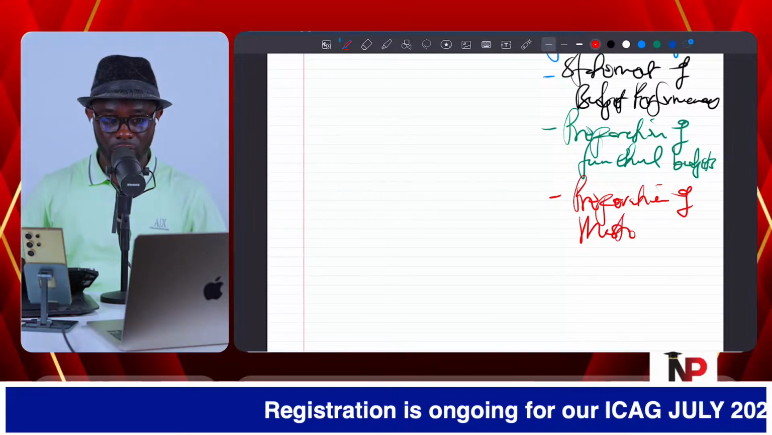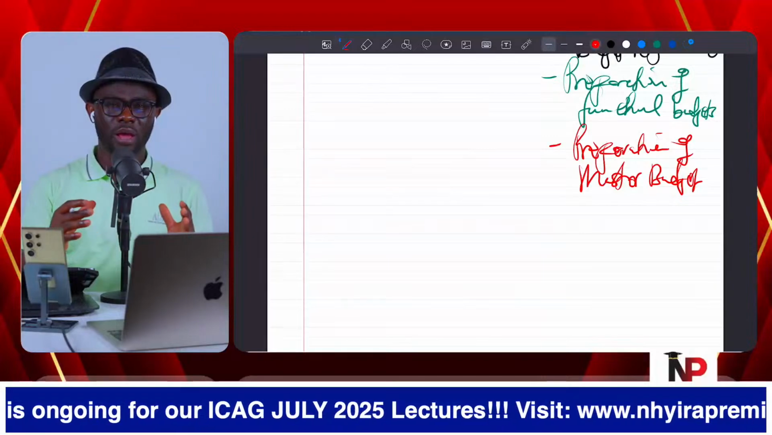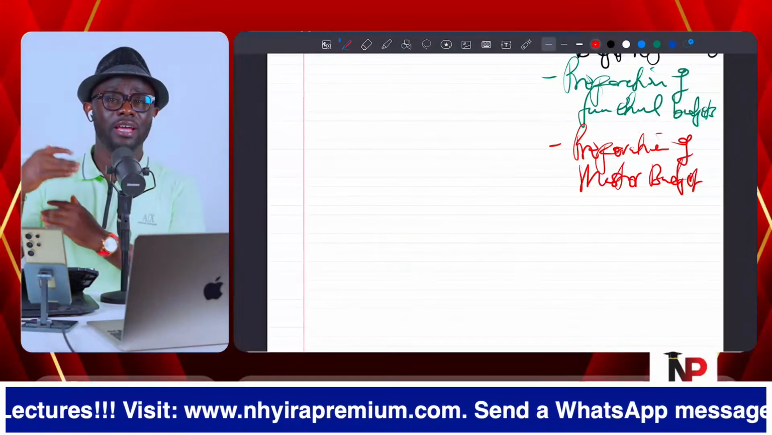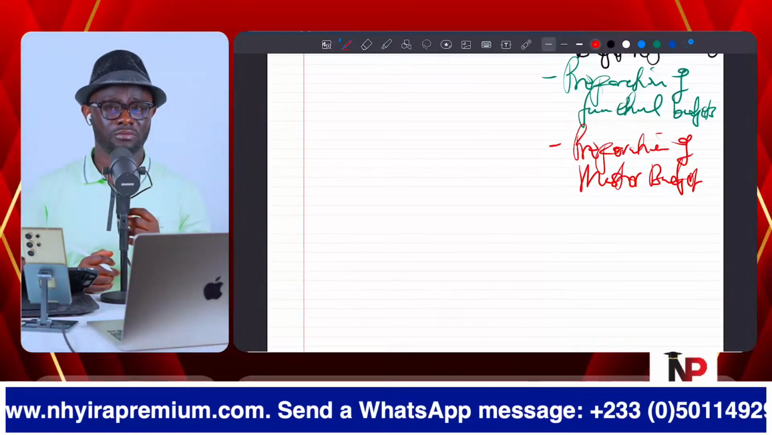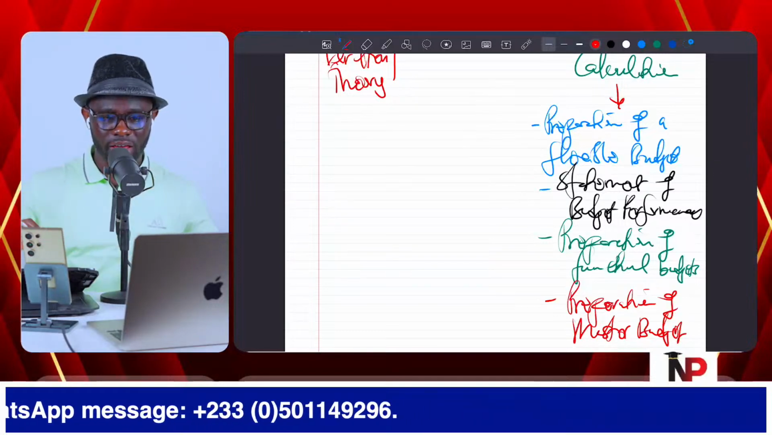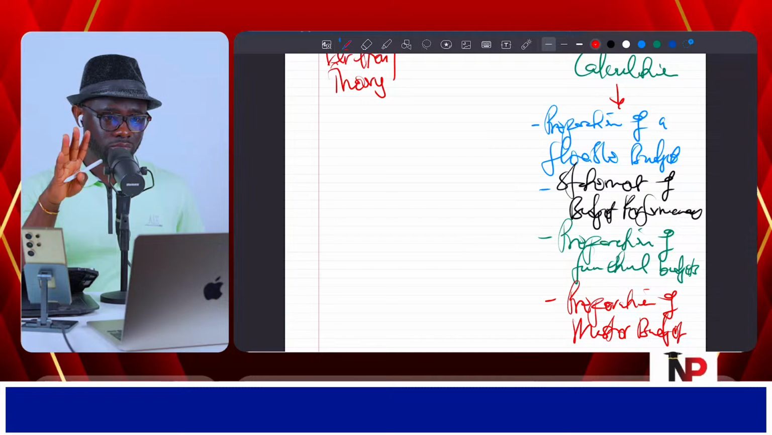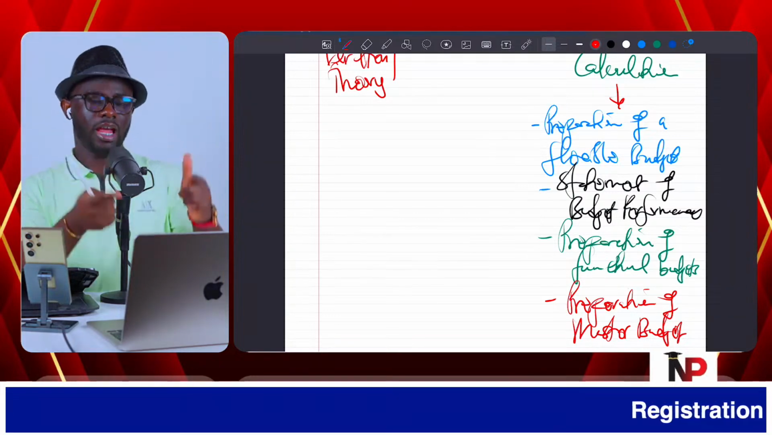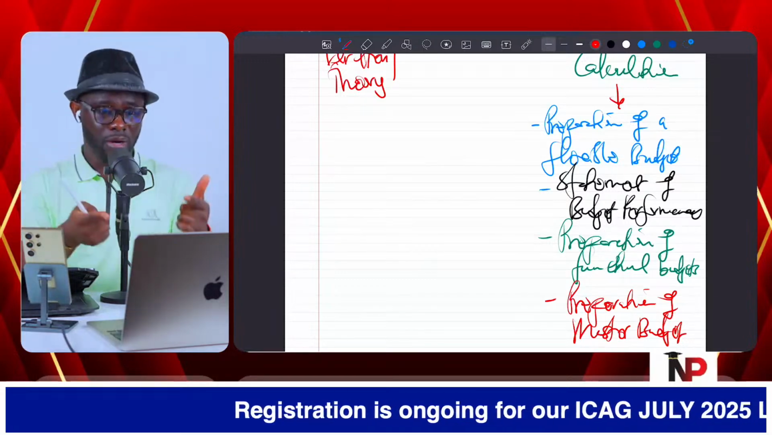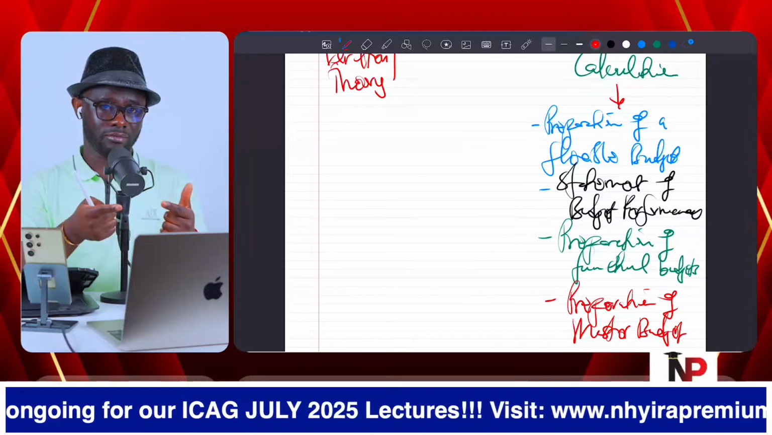Preparation of master budget. Now, the master budget is where we are preparing the budgeted cash flow, budgeted income statement, and budgeted statement of financial position. So when it comes to budgeting as a topic, these are the four calculation areas. Either we'll prepare a flexible budget, prepare a statement of budget performance, prepare a functional budget, or prepare the master budget.